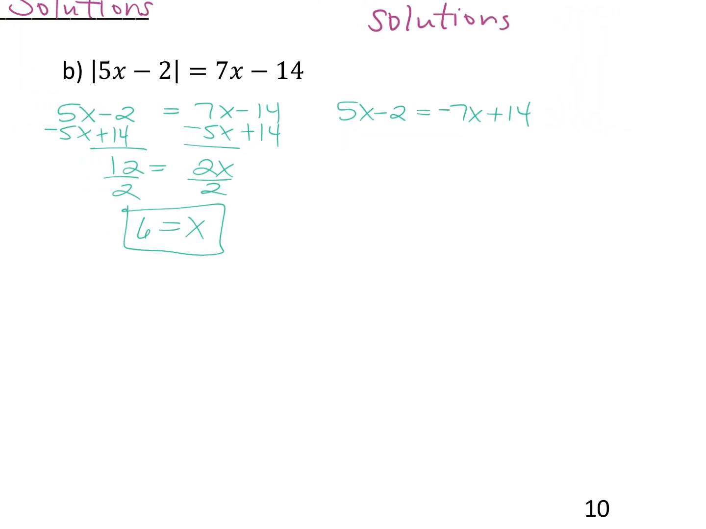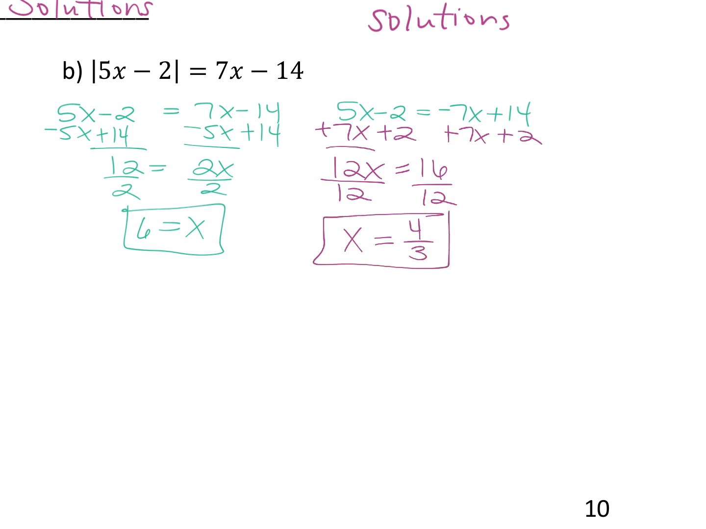Okay, second one. This is where I think it gets a little hairier. Add 7x. Add 2. It's not the worst. Divide by 12. So x is 4/3 or 1 1/3. But I have a feeling the extraneous thing is maybe where the issue. Did you check? Were any of them extraneous?